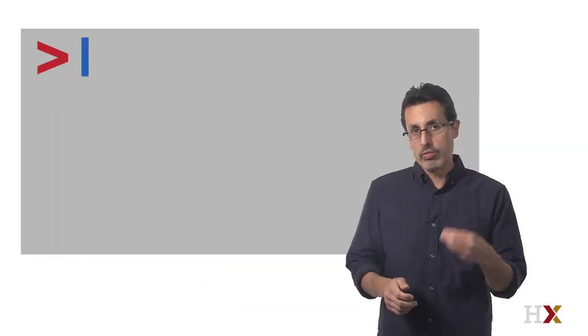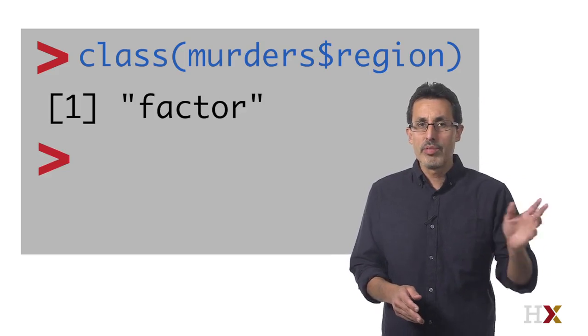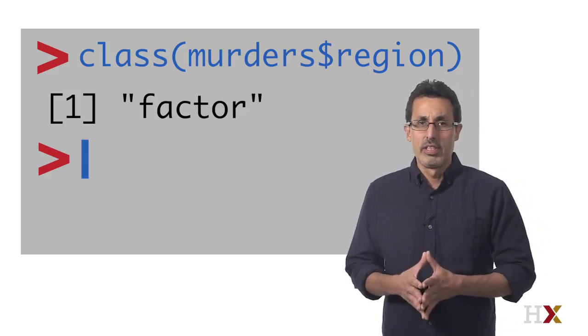There's one more data type we want to cover. It's factors. In the murders data set, we have a column called region. These are the regions of the US, so which state is in which region. We would think that this would be a character because the regions are things like Northeast and South, etc. But when we look at the class of the region column, we see something new. It says factor.